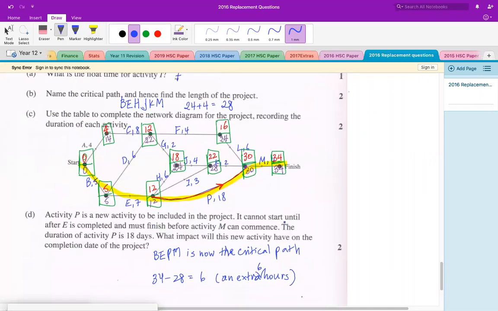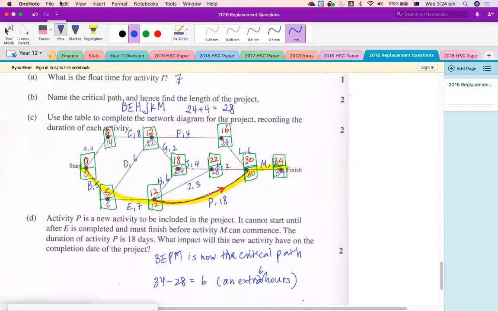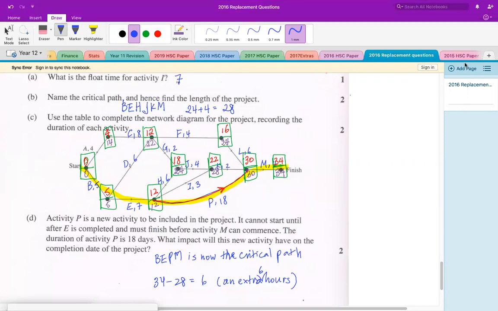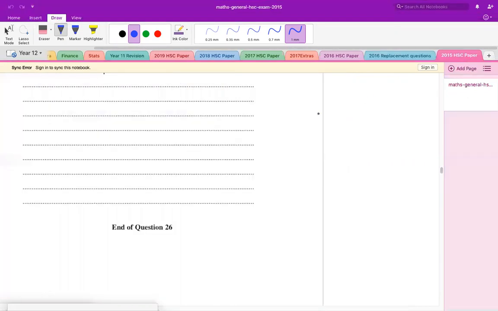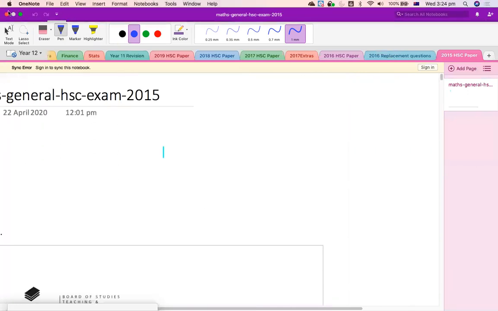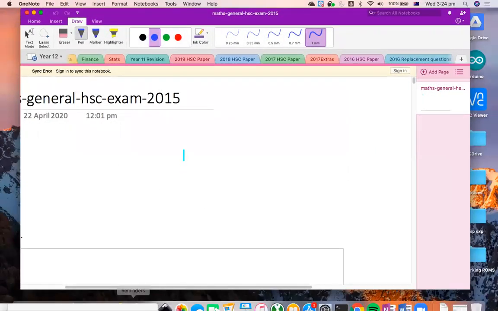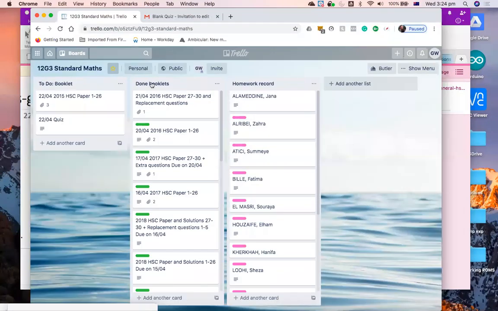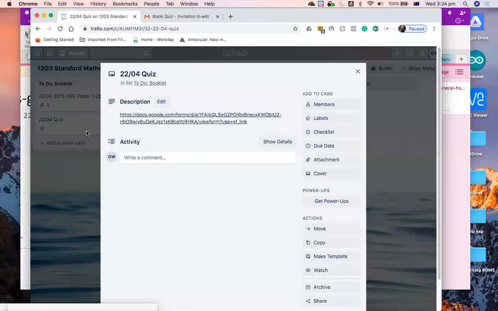So that's the end of the replacement questions. Today's homework is 2015 1 to 26 plus in this lesson. So by 4:30, could you please finish this quiz that I have already posted on Trello? I'll post the link in the group as well. So submit this by 4:30 and then do the multiple choice questions plus question 26 for homework. If you don't have any questions, you can leave and start doing the quiz now.